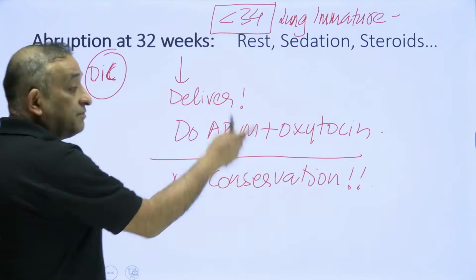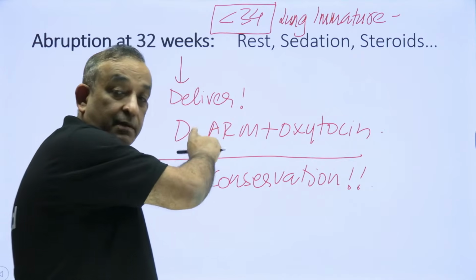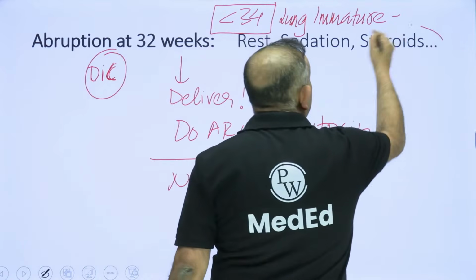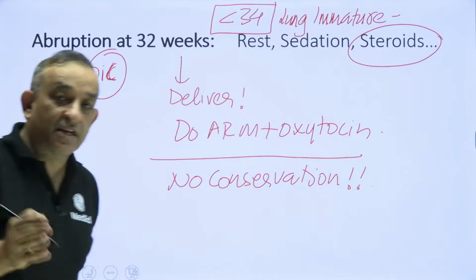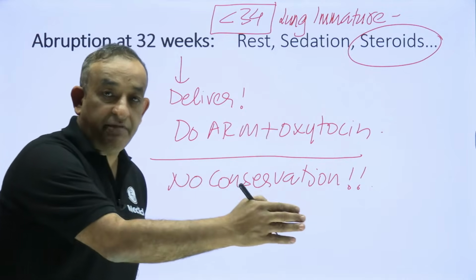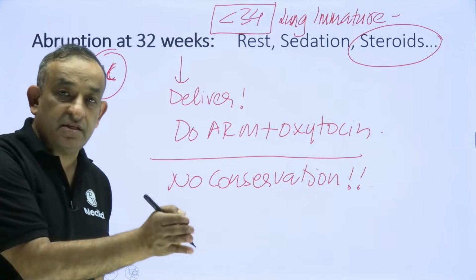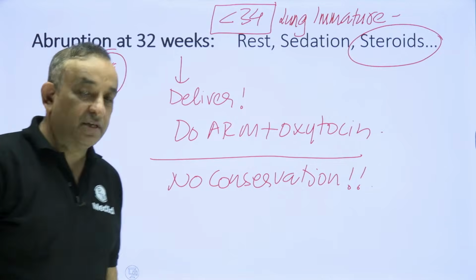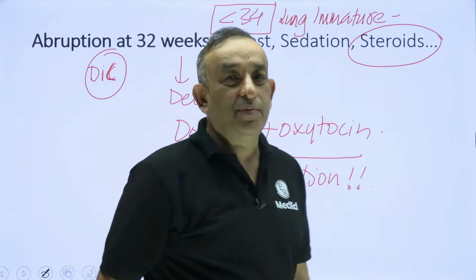The only thing separate between the patient who had abruption at term and the abruption before 34 weeks is the steroids. So, if there is an abruption at term, resuscitate, deliver. If it is before 34 weeks, resuscitate, steroid, and still deliver. So learn punchlines, guys. If you understand punchlines, then theory anyone can write anytime.